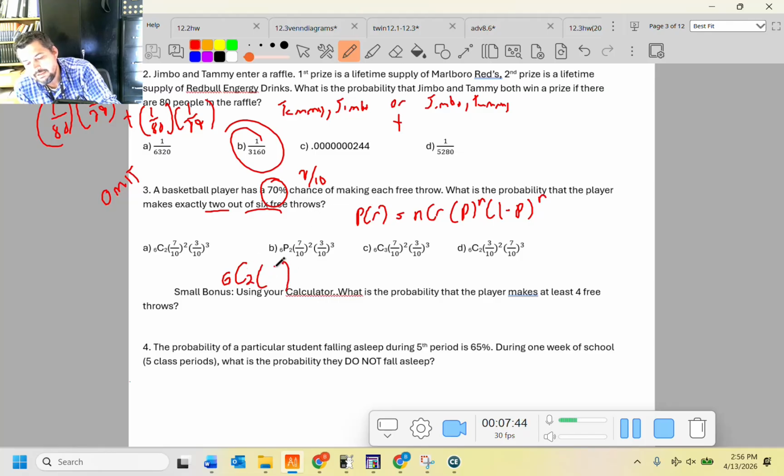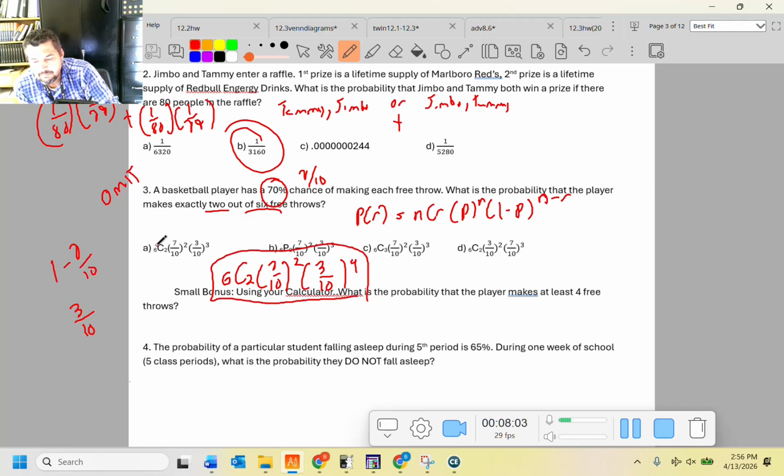This would be 6 choose 2. The probability is 7/10. It gets raised to the r, which is the second power. A 1 minus 7/10, boys and girls, surprise, surprise, is 3/10. And that exponent is n minus r. Well, 6 minus 2 is the fourth power. This is the correct answer. I didn't fix it on this yet, but it's fixed. But anyway, it's too late.